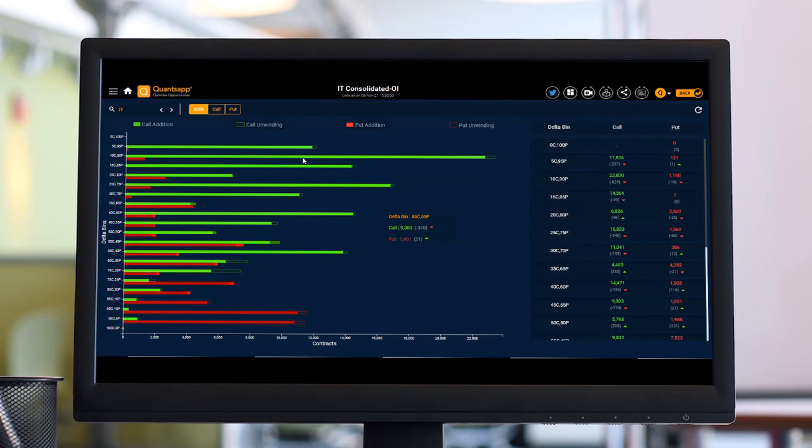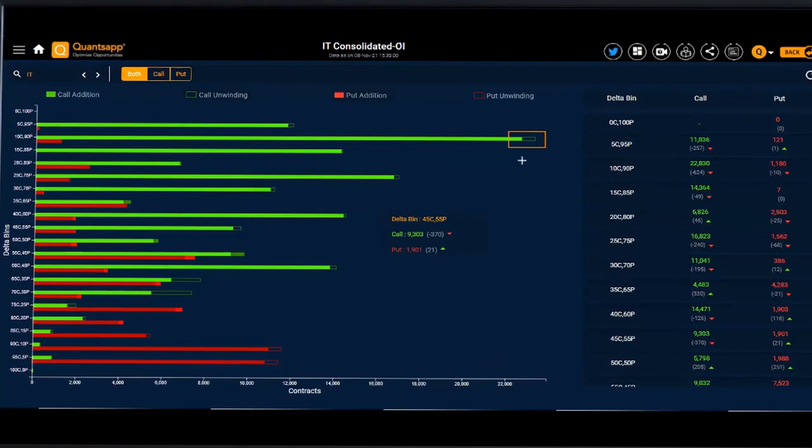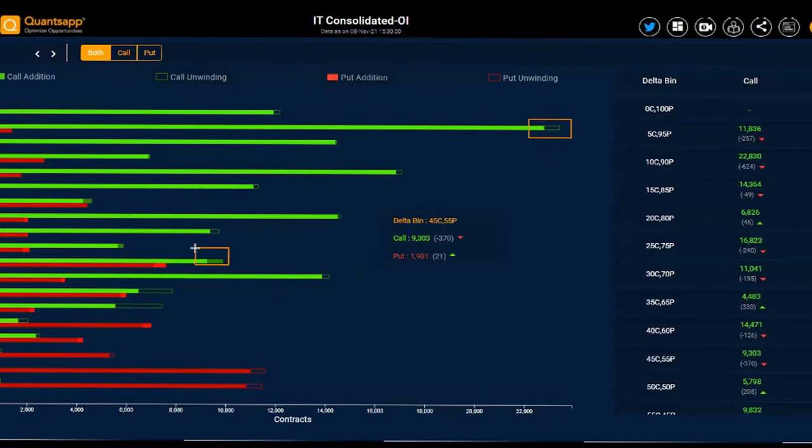If I focus on this graph, there are some tips where a hollow has been created, and there are some tips where the tip has been brightened. Wherever a hollow has been created, it shows us unwindings have been made. Wherever we see a brightened tip, it shows us that additions have been made to the open interest. Red color is put OI, green color is call OI.